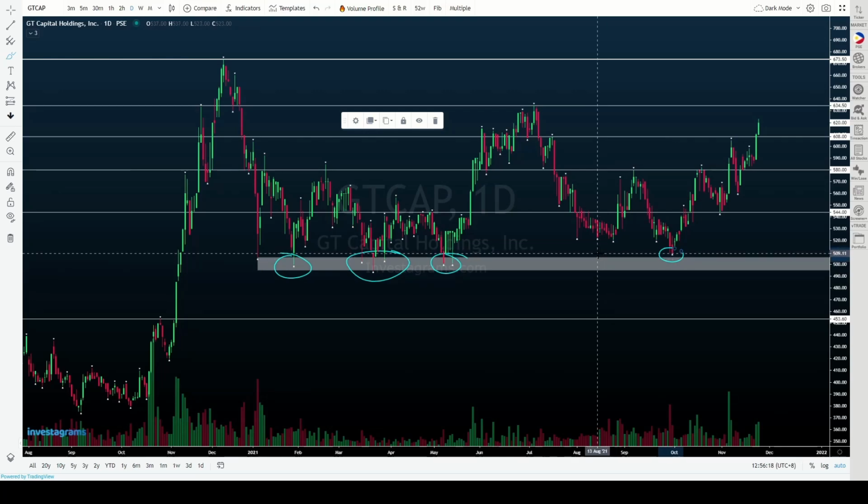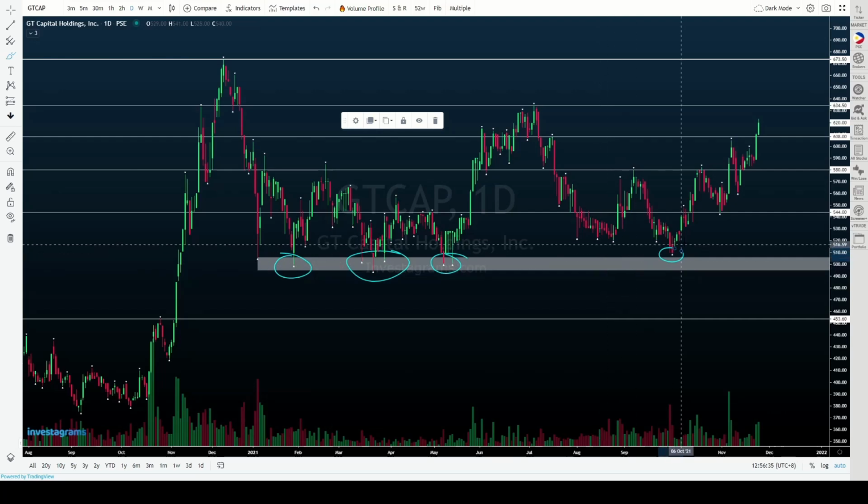Diba? Kasi kanya-kanyang approach yan eh. People can trade the market differently and both be correct. On the flip side, people can trade market differently and both be wrong. So, nakabase po yan sa sistema nyo, sa parameters nyo, sa discipline nyo, and so on.